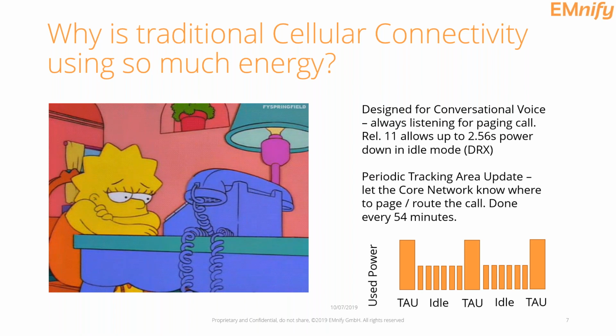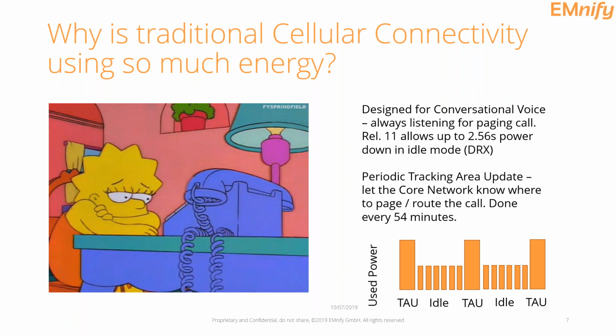And then there's another thing which drives energy consumption, which is called periodic tracking area updates. Basically, every device tells the core network where to currently route the call. So it's like Lisa calling her friend who is waiting for the call: Hey, currently I'm at home. And then 54 minutes later, calling: Hey, I'm still at home. If you want to reach me, call me at home. Or if she's moving to a different territory, to a different place, then she would call and tell the core network where she's at.